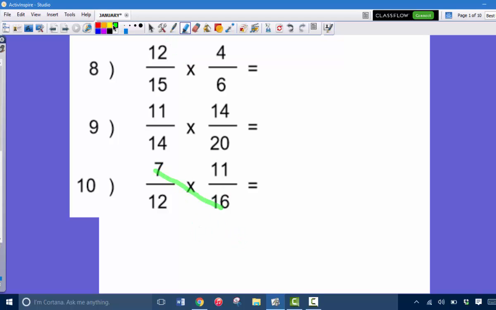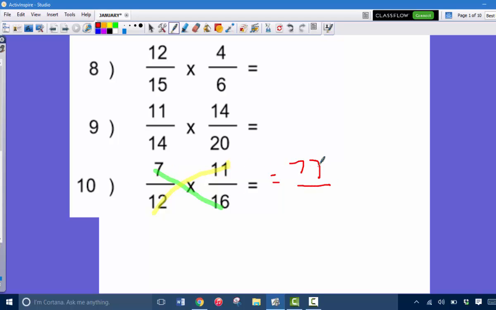Remember, step 1, highlight diagonally, and then look to see if you can reduce. I have a 7 and a 16. These two are not multiples of each other, okay? I have 11 and a 12. Those are not multiples of each other. So then I'm just going to go ahead and multiply straight across.